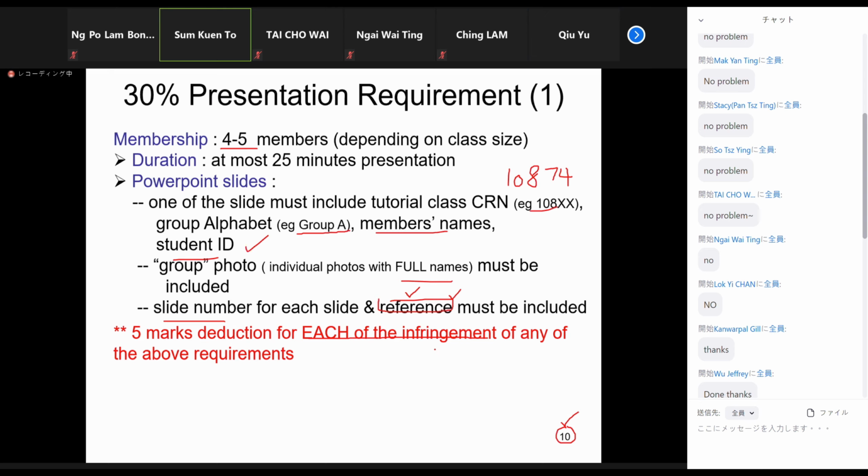Okay, so 5 mark deduction for each infringement, and then don't blame JTO and say, oh, JTO, you are so mean. I forgot to put reference. 5 mark. I got good photo, but without full name. 5 mark. I forgot the slide number. 5 mark. And I forgot to put down the CRN. 5 mark. I got already 20 marks deducted.